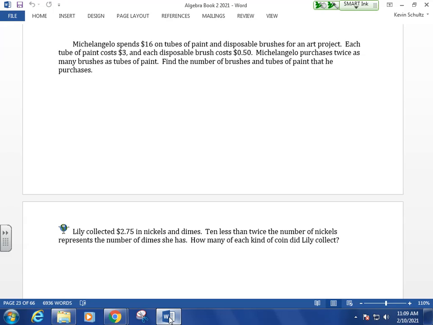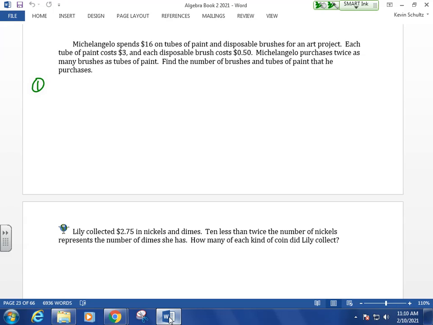Okay. First of all, how do we know this is a system? That this will require two equations for us to write rather than just one. Gabby. There are two variables, which means we need two equations, okay?